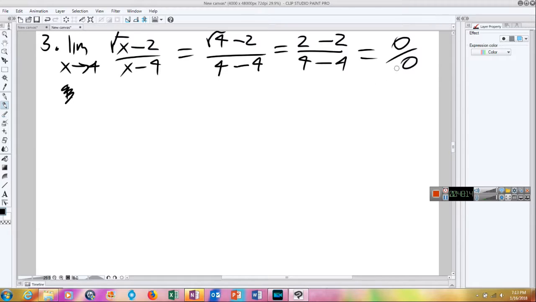So let's approach it a different way. We can't use this answer. So what we have to do is look at this again and decide what we're going to do with it to get the answer we need. We're going to have to factorize the denominator.